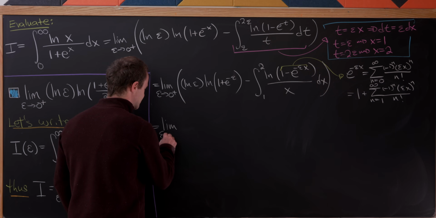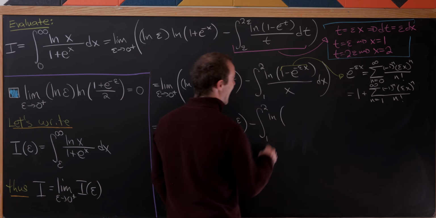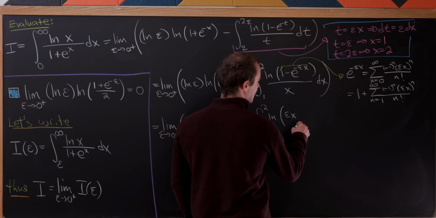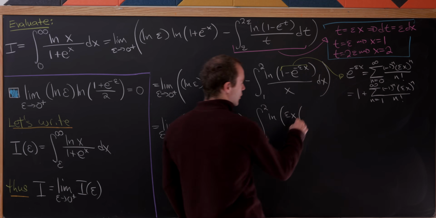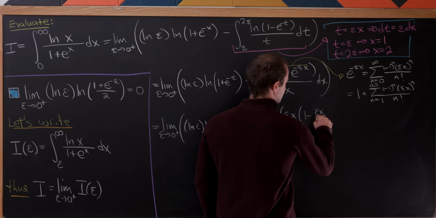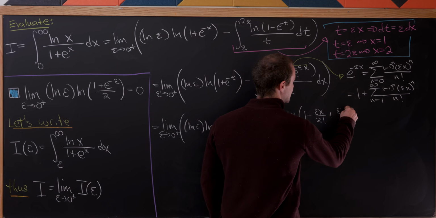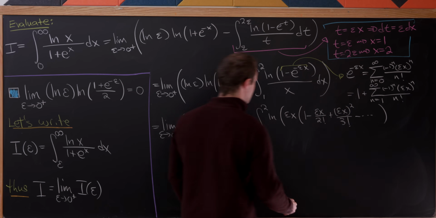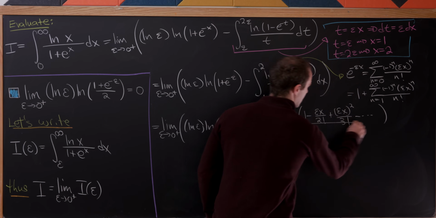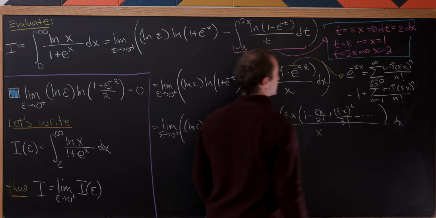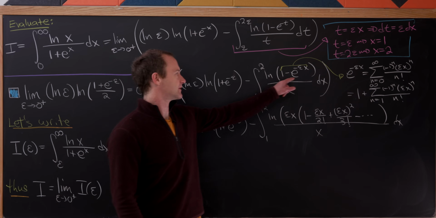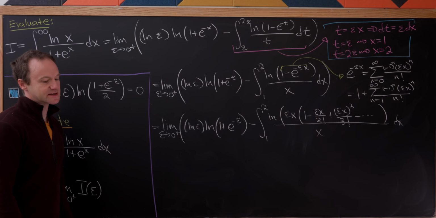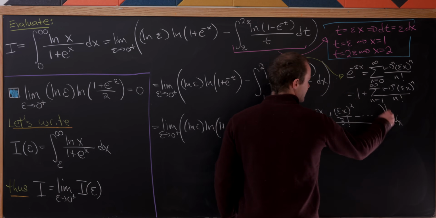Again, bringing a bunch of stuff just down, we'll have now inside of the natural log something like this. Epsilon times x, and then 1 minus epsilon times x over 2 factorial plus epsilon times x squared over 3 factorial minus... That's an infinite sum. And this is all over x dx. Okay, good. And so again, that's from simplification of this object right here where we factored out like a greatest common factor. Okay, but what can we do from here?